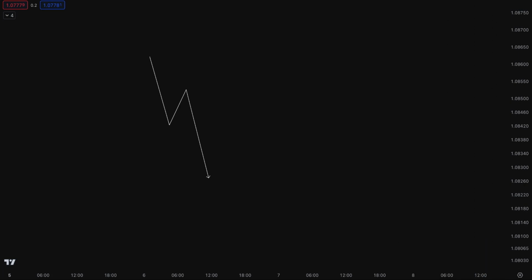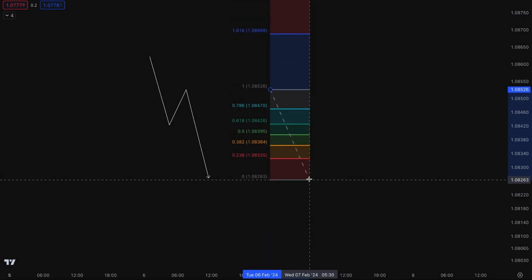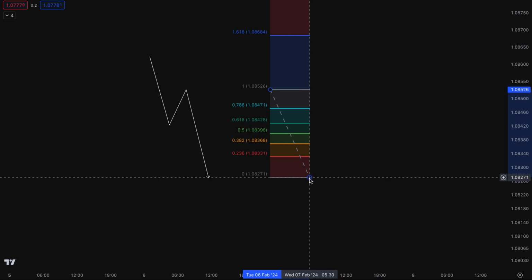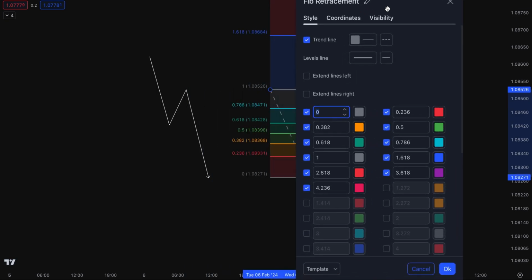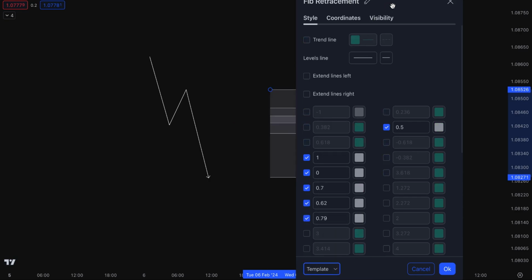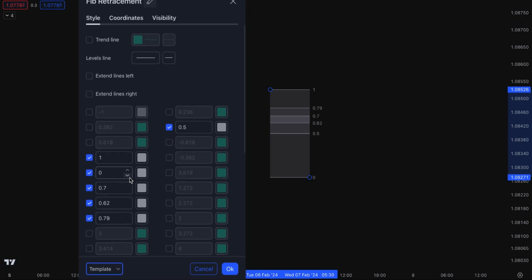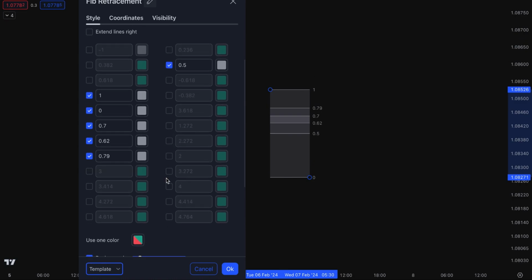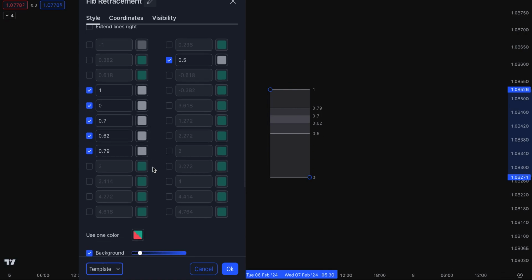In today's video I'm going to be showing you how to use the Fibonacci retracement tool. If you first draw it, it will probably look something like this. You can copy my settings or you can customize them to your own liking. I personally use these levels: 1, 0, 0.7, 0.62, 0.79 and 0.5. There are many more levels, but these are the most important levels and I'll explain why in a minute.